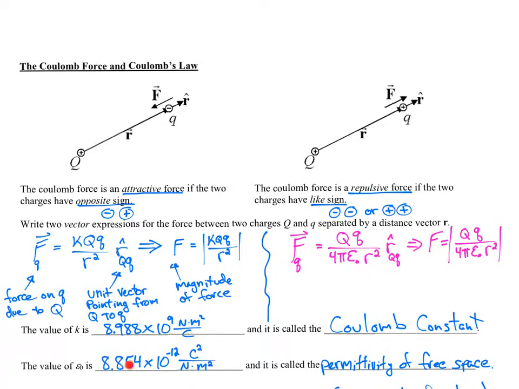It's 8.854 times 10 to the negative 12th coulomb squared over newton meters squared. That is called the permittivity of free space. The permittivity of free space has to do with how electric fields permeate through empty space, through a vacuum.